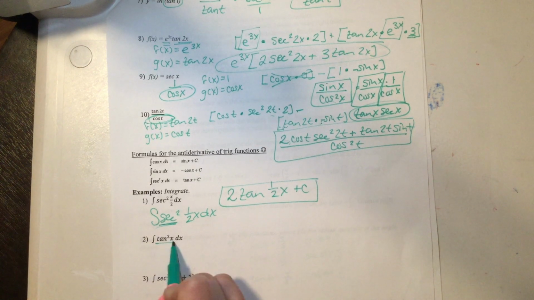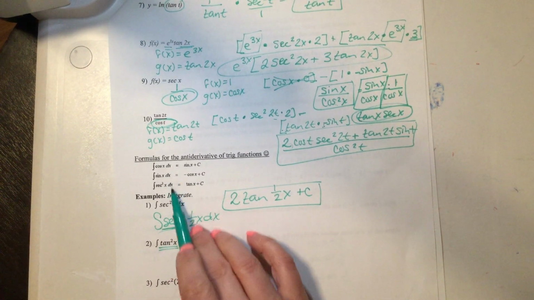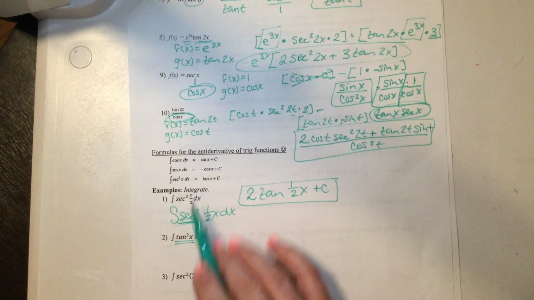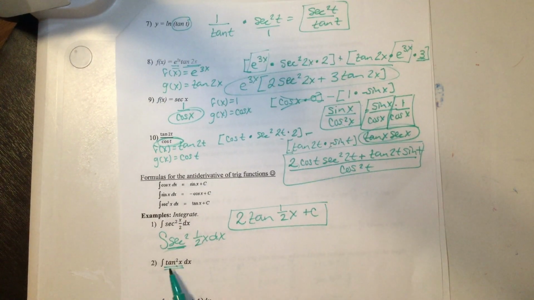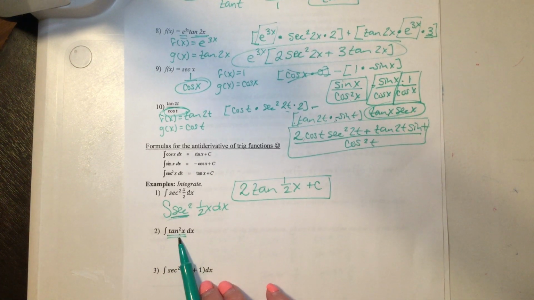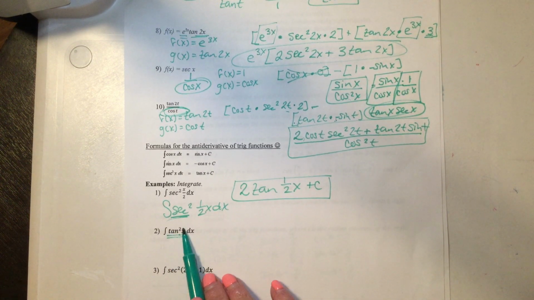Next one, here's the one where we don't know the antiderivative for tangent squared. Okay, that's not going to help. If I was doing a derivative, I could use general power rule. That doesn't work with antiderivative. So we're kind of stuck. So this is where these different identity rules that are on the first page will help out. We need to know what is tangent squared of x really.